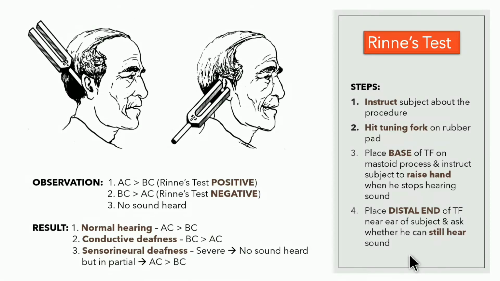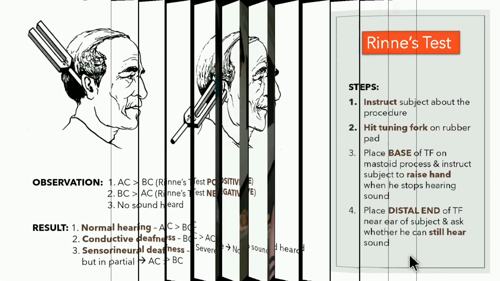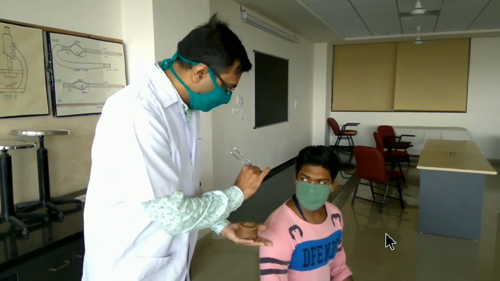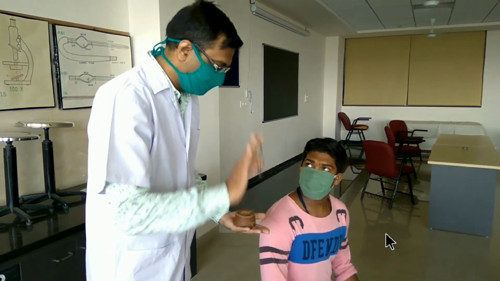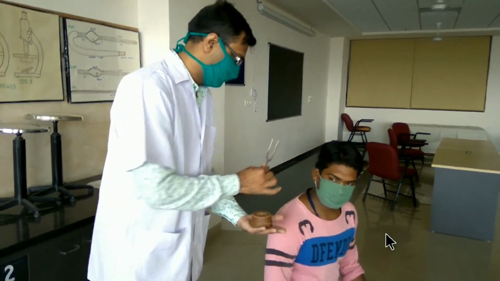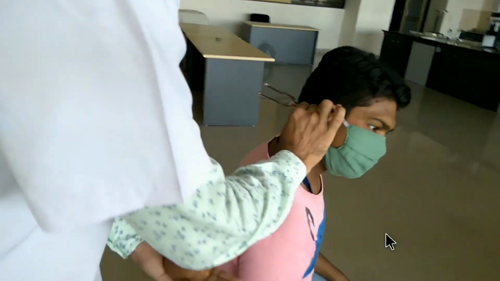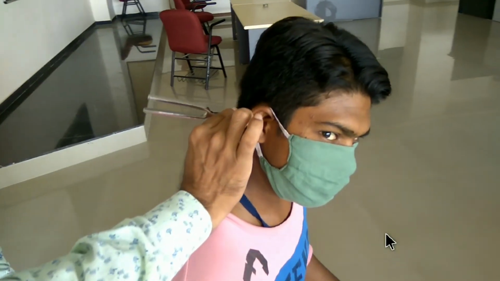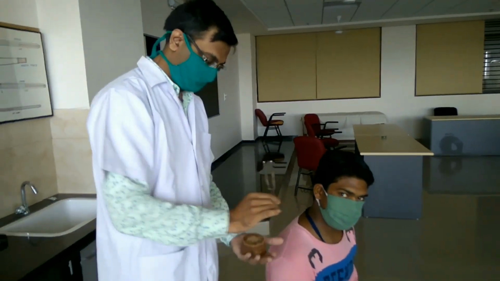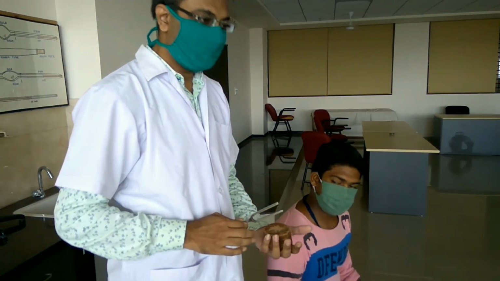Now let's look at the video of Rinne's test, how it is done. As you can see, this is how you have to hold. First you give instructions to the subject, then you hit the tuning fork on the rubber pad, place the base at the mastoid process and ask the patient to raise his hand. As soon as he raises his hand, put it near the ear of the patient. So this is how it is done.